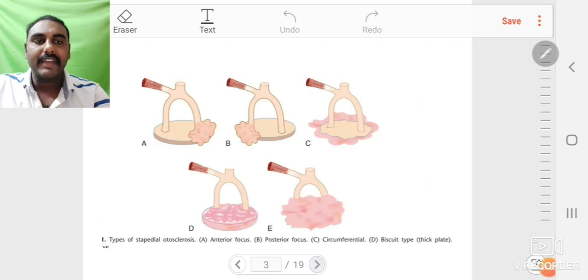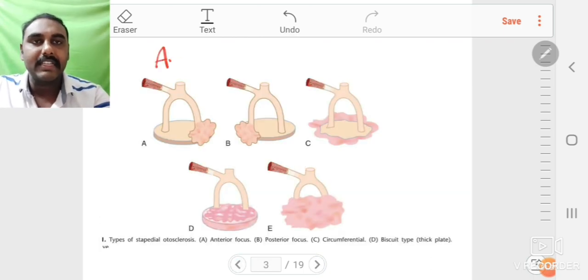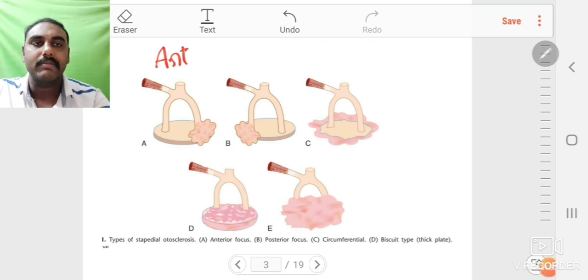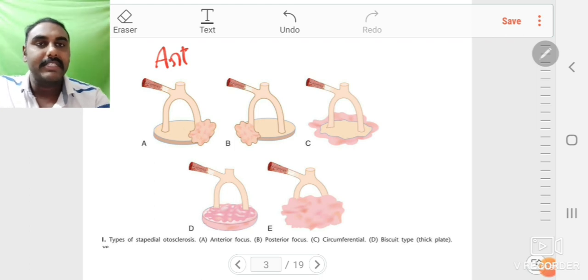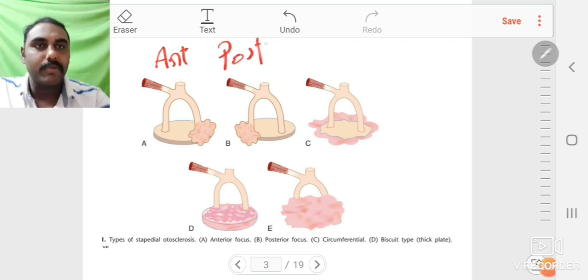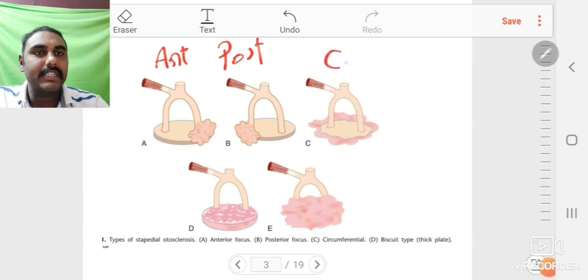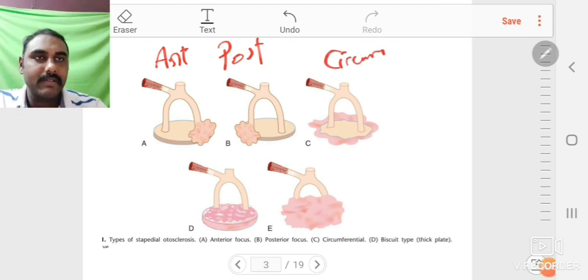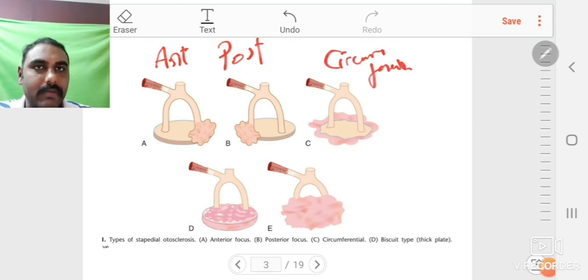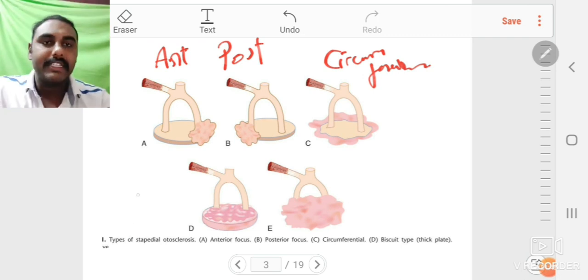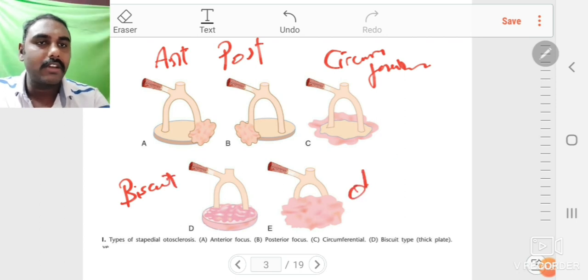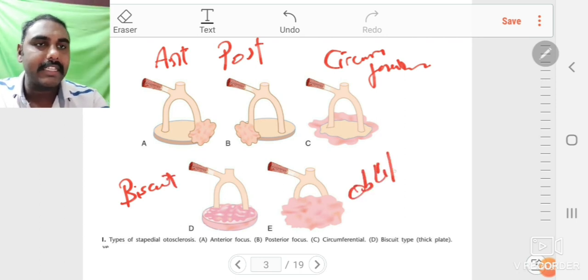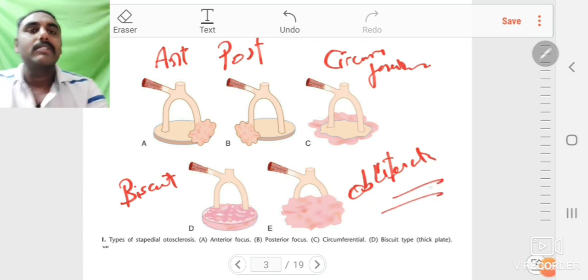There are 5 types of otosclerosis. One is anterior. This is a picture given in your Dhingra book, which you would have read in your pre-final exams. This is anterior, posterior, this is circumferential, this is a biscuit type, and this is an obliterative type. These are the 5 types of otosclerosis.